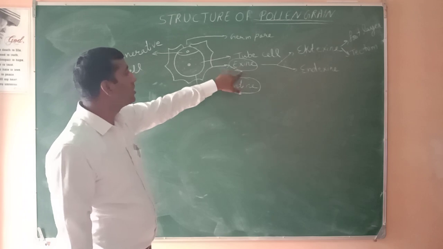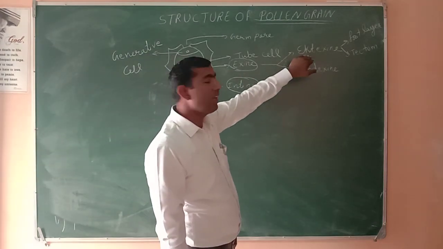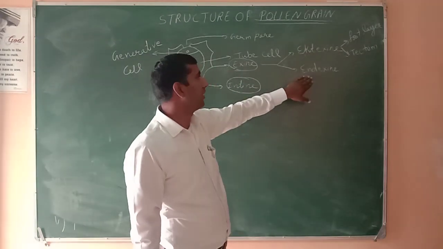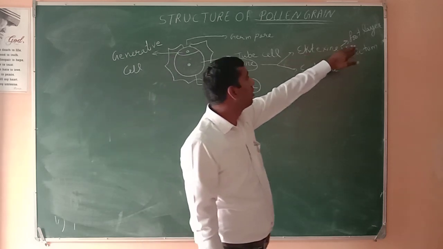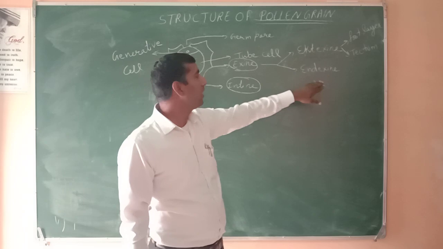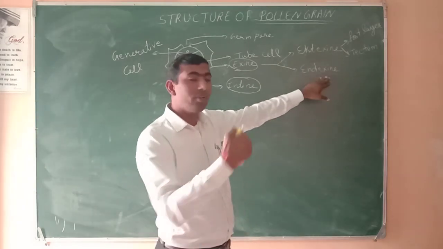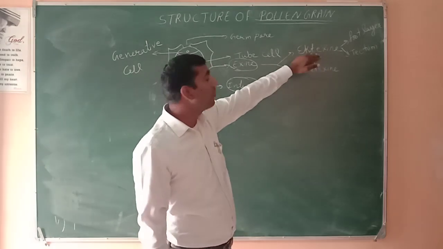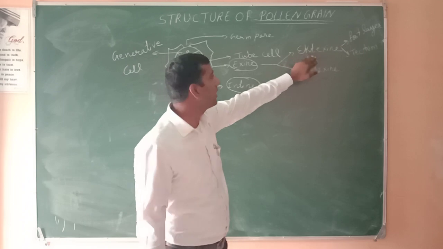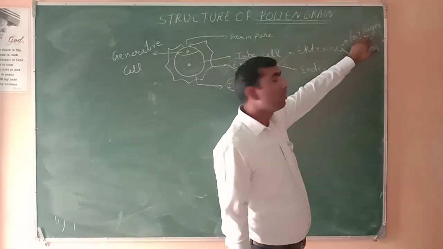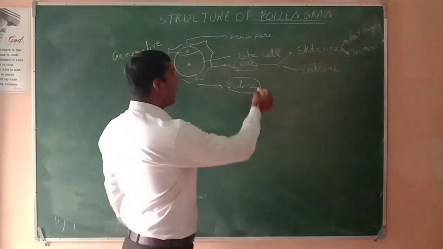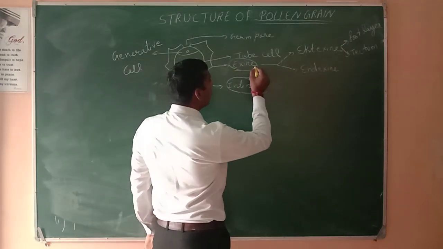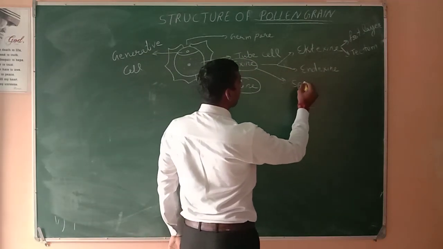The exine is further of two types, ektexine and endexine. The outer layer is known as ektexine and the inner layer is endexine. Further, if we describe the different layers of the ektexine, there are the foot layer and then the pectin. The exine is made up of sporopollenin.